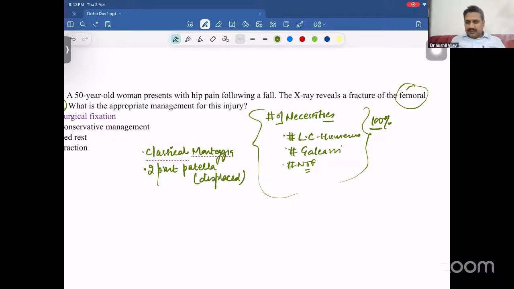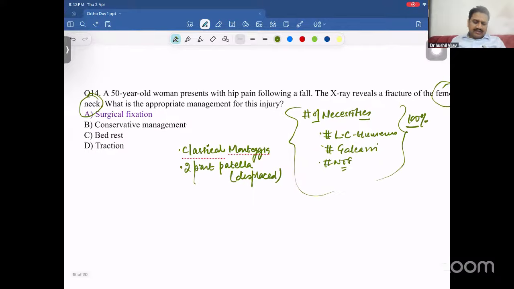Okay. If there was an option of CRIF in the options, why give CRIF? Because CRIF is also fixation. Neck of femur can be operated in both ways, CRIF or ORIF, depending upon what kind of injury it is. If it is intracapsular, it has to be CRIF. If it is extracapsular, it has to be ORIF, right? Monteggia is a necessity with a condition. What is the condition? That it has to be a classical one, right? Chalo, good.